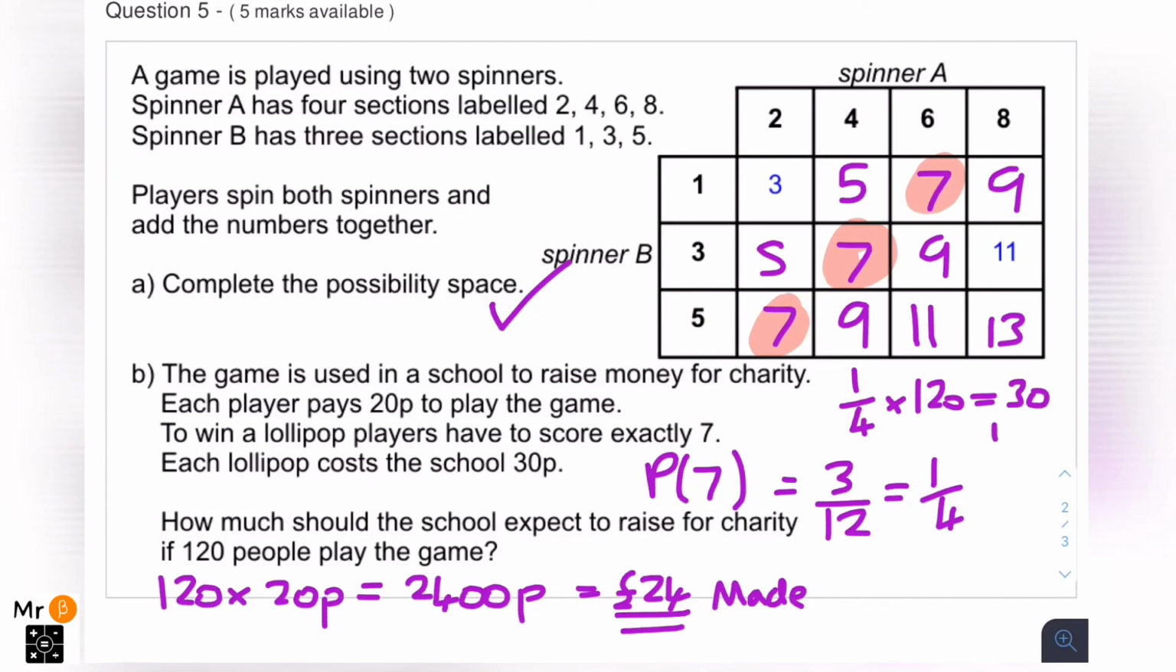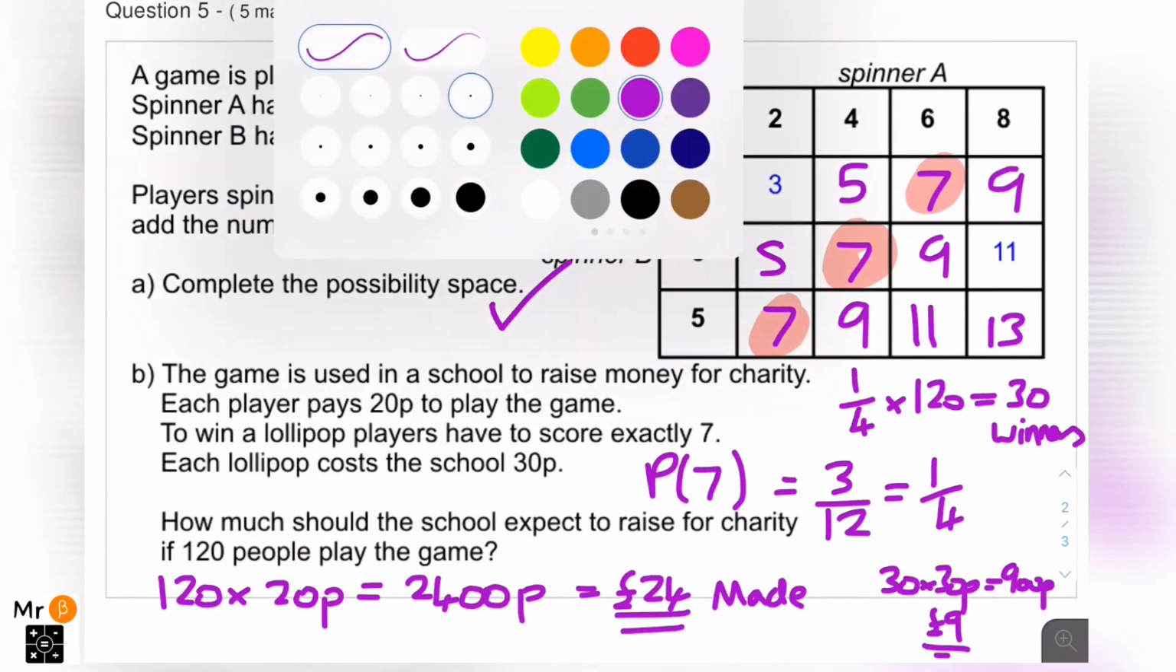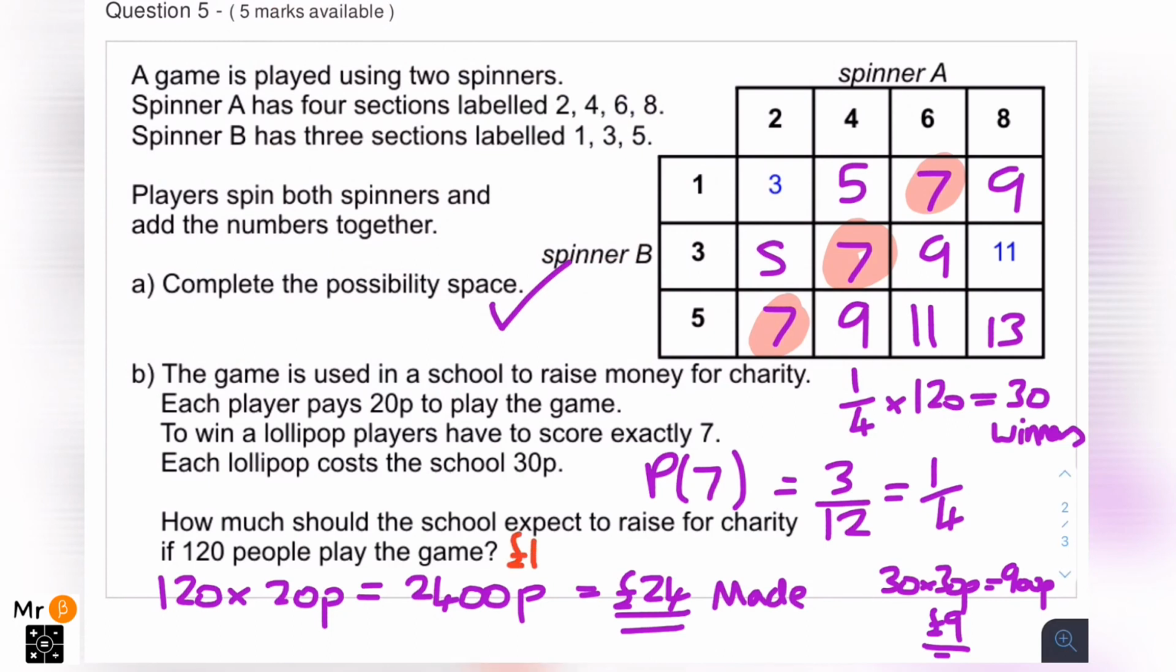30 winners each get this lolly, which is 30p. So the total price of the lollies would be 900 pennies or £9. So finally, to get the amount of money that they're going to make, it's how much money they've made, subtract the price of the lollies, and then you get your final answer of £15. It's 24, take away 9 is 15.